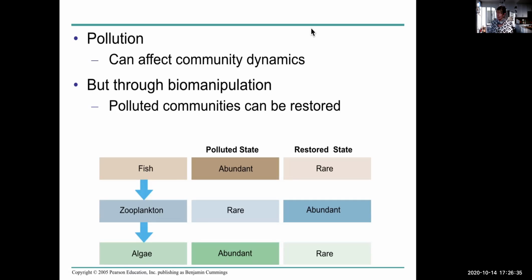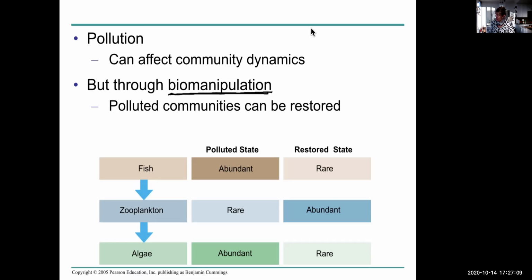Mines can affect land and water by tailings and other kinds of chemicals. So it can affect community dynamics, but nowadays, sometimes we can do biomanipulation similar to the wolves, but in this case, instead of from the top down, we're changing the system from the bottom up. So we might, in this case, be removing the pollution which is affecting the primary producers.